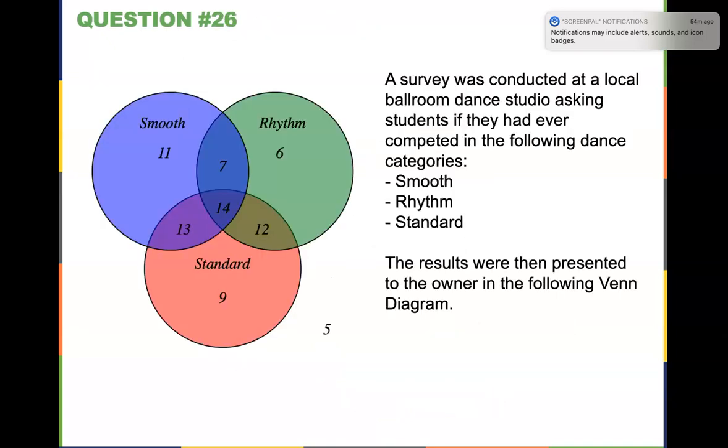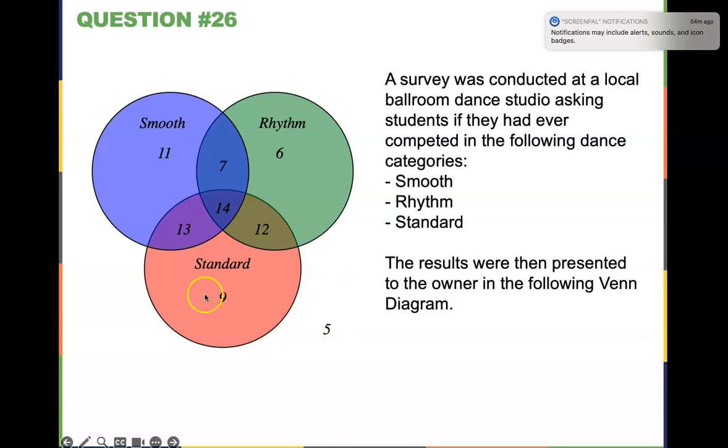This one has 3 overlapping circles. A survey was conducted at a local ballroom dance studio asking students if they had ever competed in the following dance categories: smooth, rhythm, standard. And the 5 people out here are the people who were at the ballroom dance studio but had not competed in any of them.